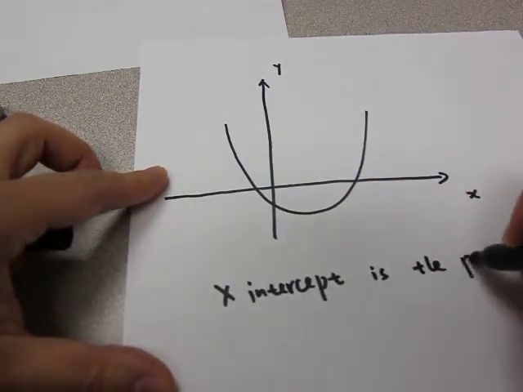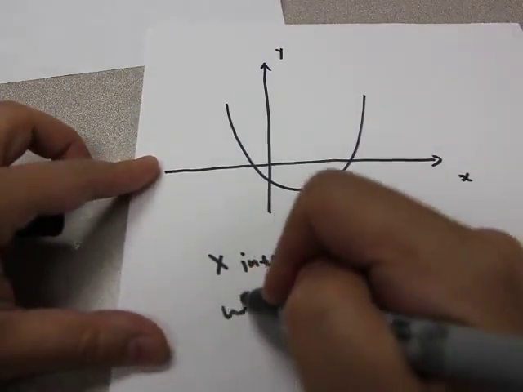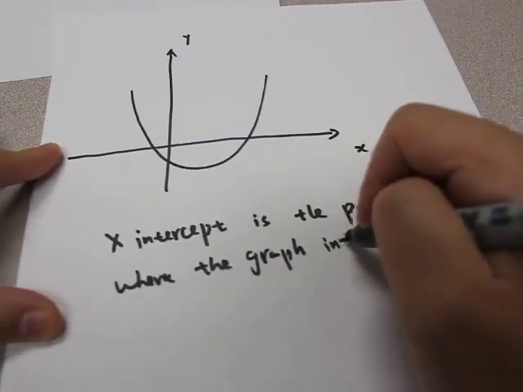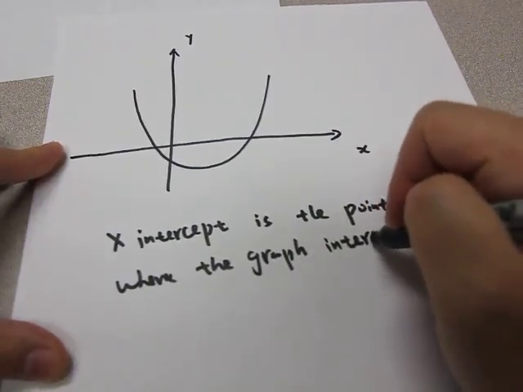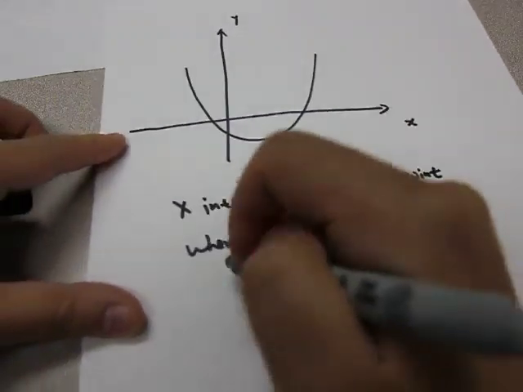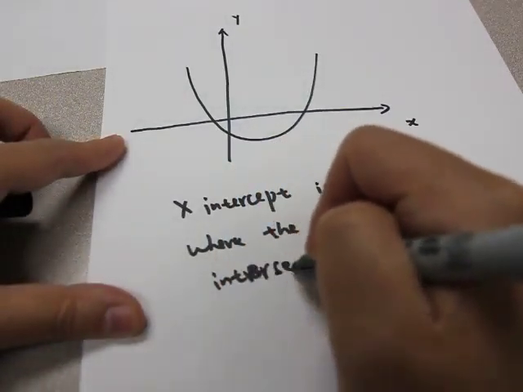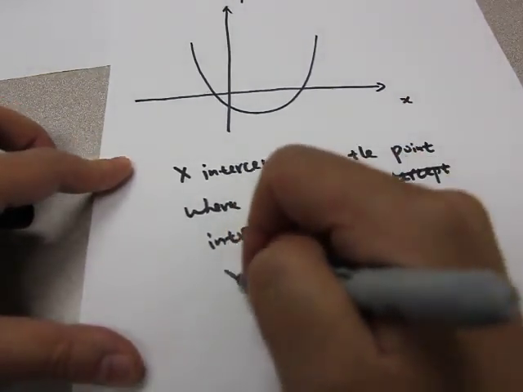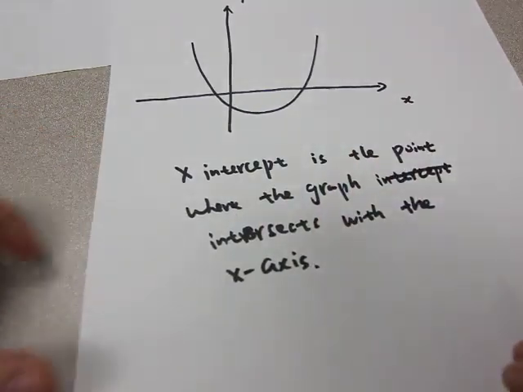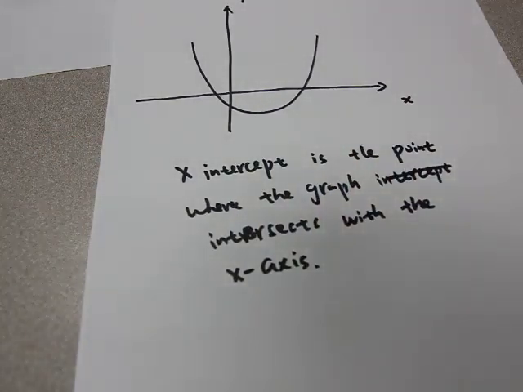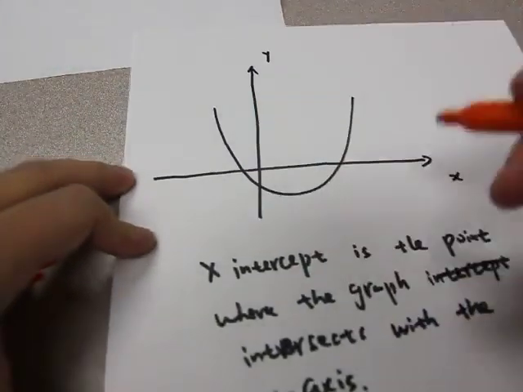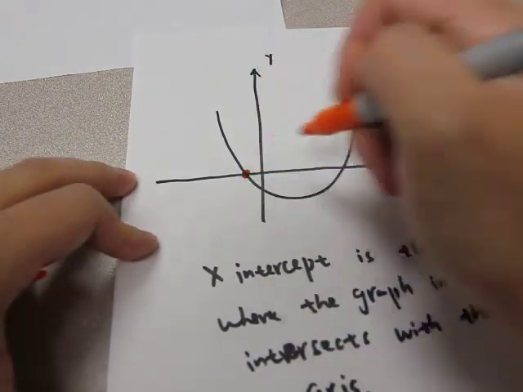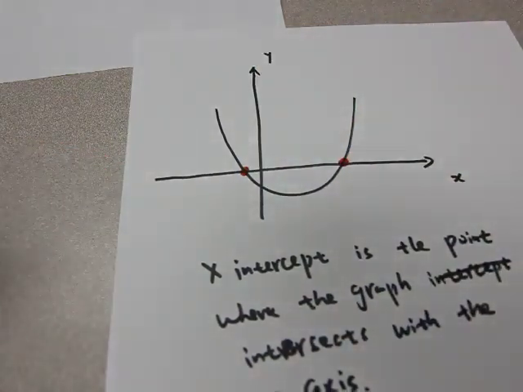because the x-intercept is the point where the graph of the function intersects with the x-axis. So in this example, our x-intercepts are these 2 points, okay?